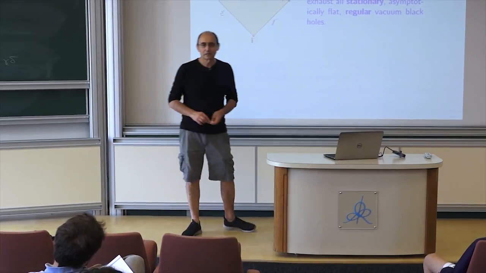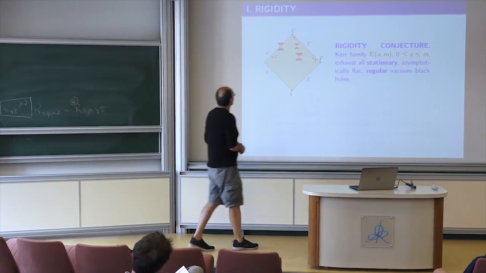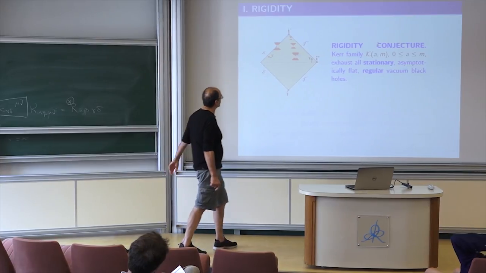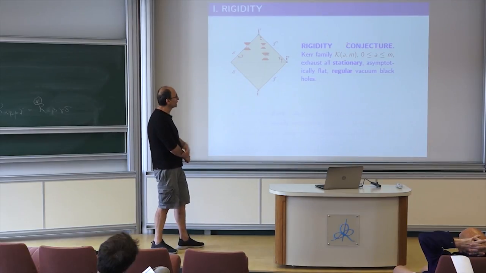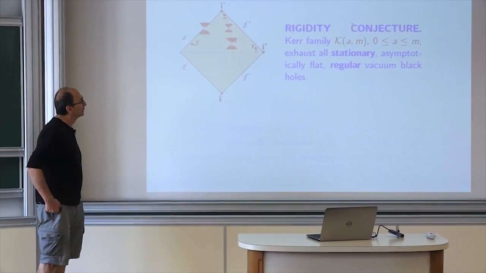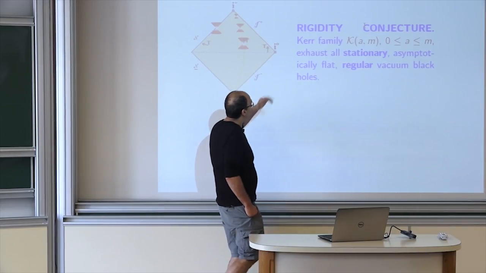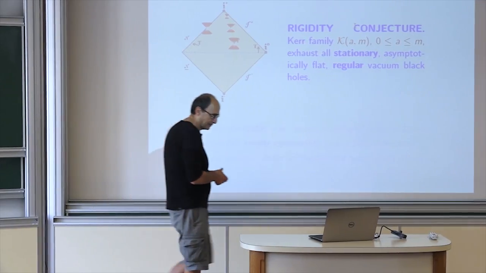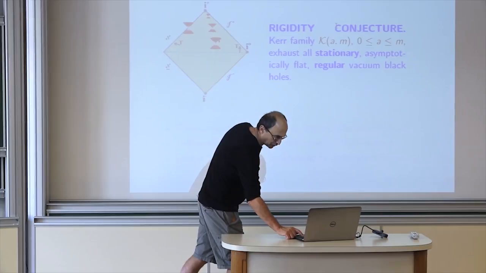So let's go back to the rigidity conjecture, which I mentioned last time. The rigidity conjecture says that the Kerr family exhausts all stationary asymptotically flat regular vacuum black holes. Of course, you need a general notion of stationary solution, which we discussed last time. And then you want to show that with a definition of a black hole solution, in other words, a stationary solution which has certain properties, under these conditions, the space-time has to be Kerr, right? Of course, you always talk about stationary solutions of the Einstein vacuum equations.